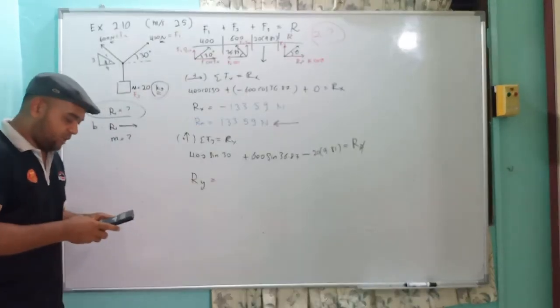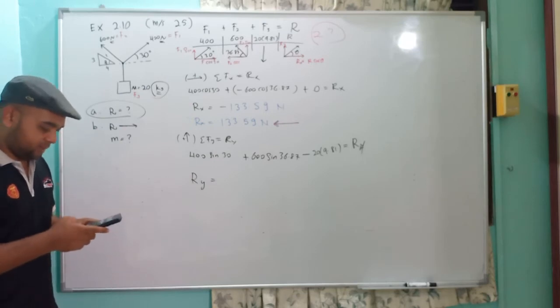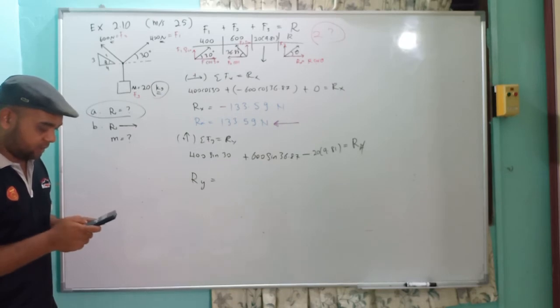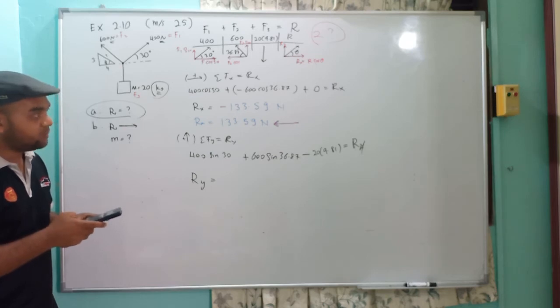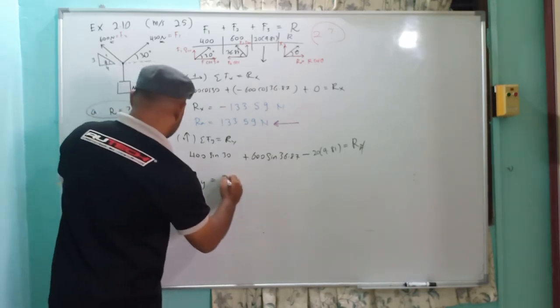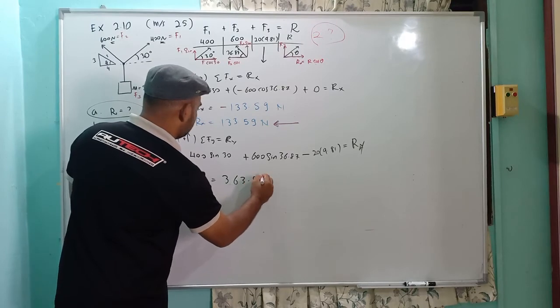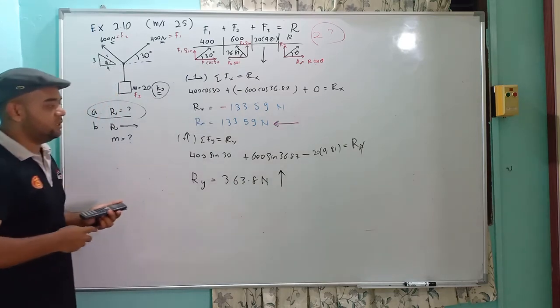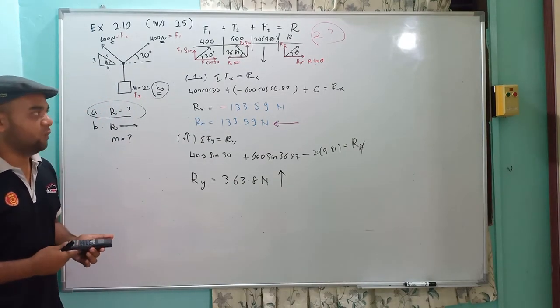So you have 400 sine 30 plus 600 sine 36.87 minus 20 times 9.81. So we have positive Ry is 363.8 Newton. It is a positive value, meaning that it goes in the same direction as our assumption, upward.